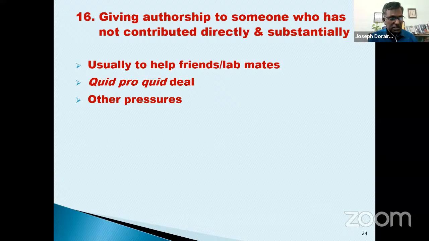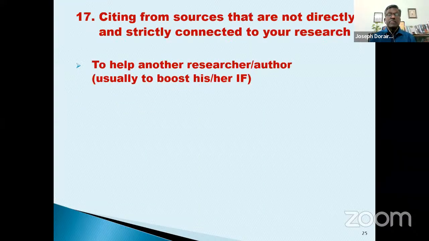And I'm sorry to say, sometimes some unethical, unscrupulous researchers do this for sexual favors as well. And this is a fact, particularly in some of the premier institutions, and it is a matter to be ashamed of. Then the next one: citing from sources not directly connected to your research.